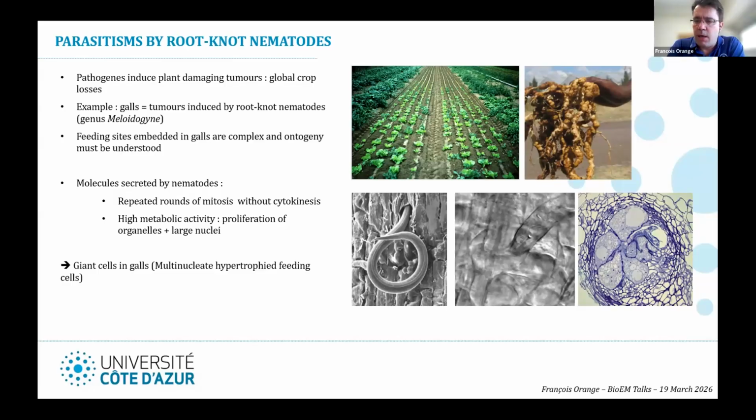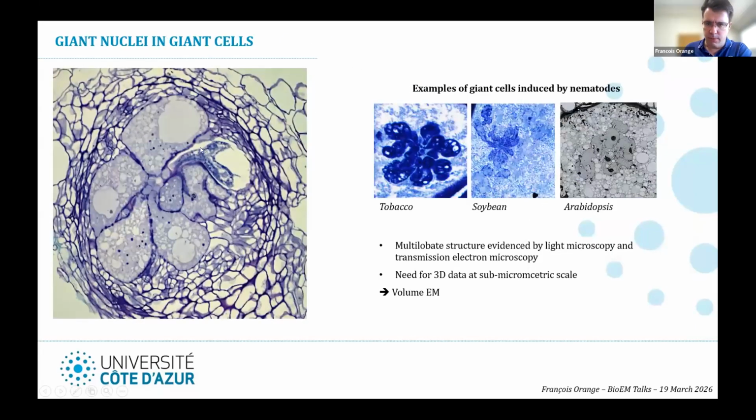Due to molecules secreted by these nematodes, you will have some problems created in the mitosis, and that will also induce a high metabolic activity, which will induce a proliferation of organelles and a large nucleus. The result will be giant cells within these galls, with multinucleate hypertrophied feeding cells. You can see a picture on the top right where you can see the nematode, and all these are the giant cells. We'll see a bigger picture of this.